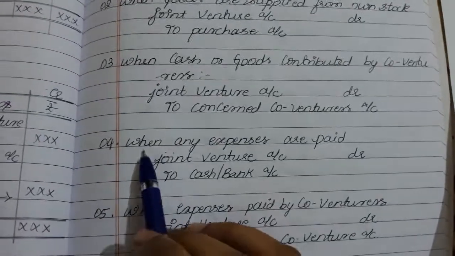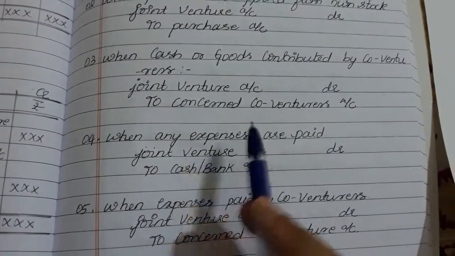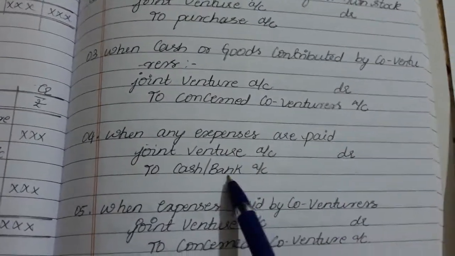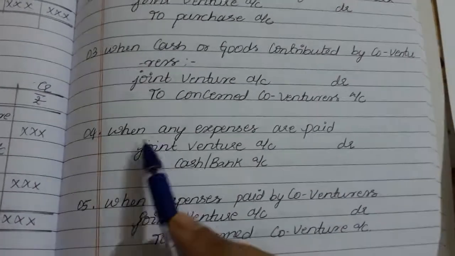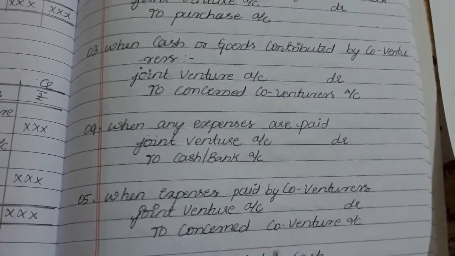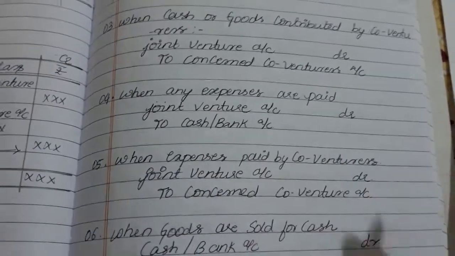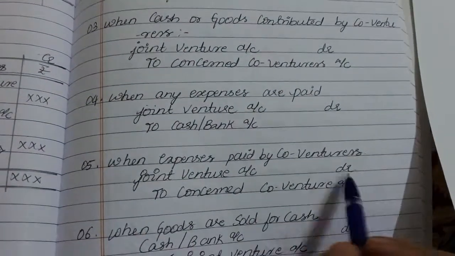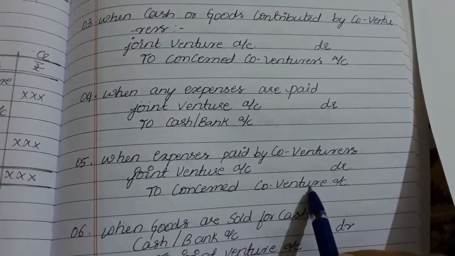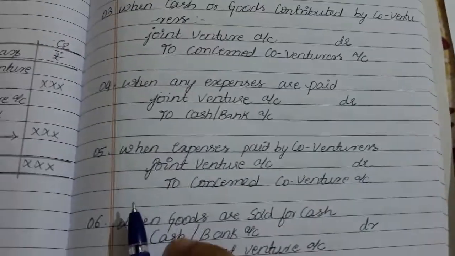Next, coming on to any expenses paid. Obviously expenses will be debited in the joint venture account and credited from cash account or bank account. So joint venture account debit to cash or bank account. When expenses are paid by another co-venturer, here the other co-venturer is B. When B pays the expenses, what happens? Joint venture account debit to the other concerned co-venturer's account, which in our example you will write as B's account.